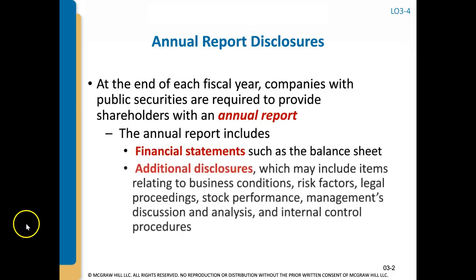We'll start off with this: at the end of each fiscal year, companies with public securities, which means companies that are exchanged on the stock exchange, are required to file an annual report. The annual report contains many things, and it is actually called a 10K. That's the one reported at the end of their fiscal year, and it includes the financial statements such as the balance sheet, income statement, and also some additional disclosures are required.